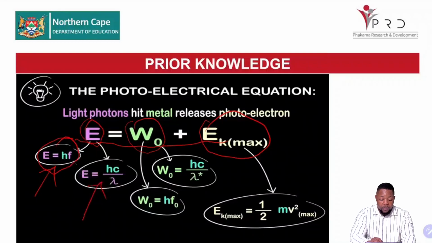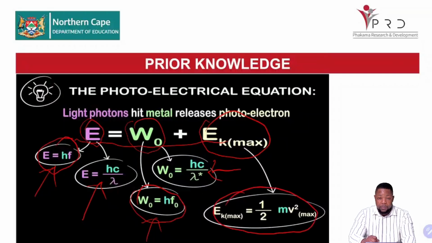Now, the formula for calculating work function when frequency is given, that is the formula. The formula for calculating work function when wavelength is given, that is the formula there. And then we have the formula for calculating the maximum kinetic energy. Just remember the mass is a constant and its value can be obtained from the data sheet. The value of H is a constant, its value can be obtained from the data sheet, as well as C is a constant and its value can be obtained from the data sheet.